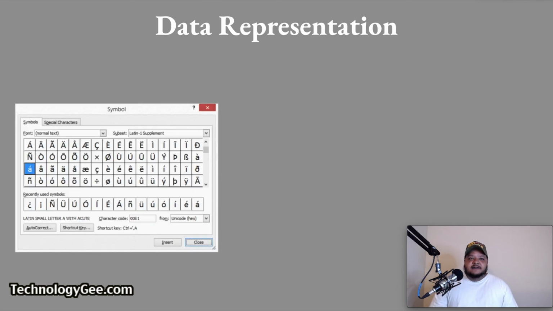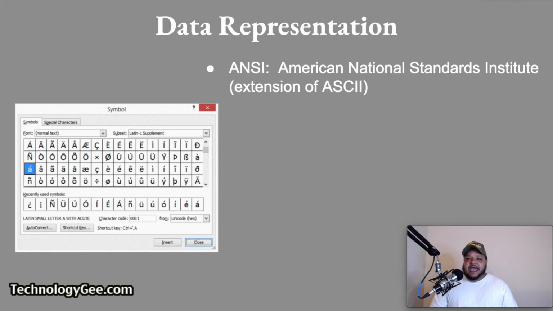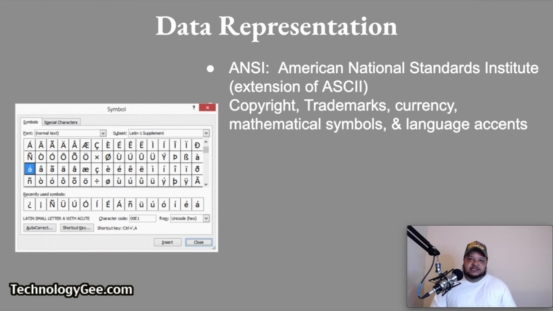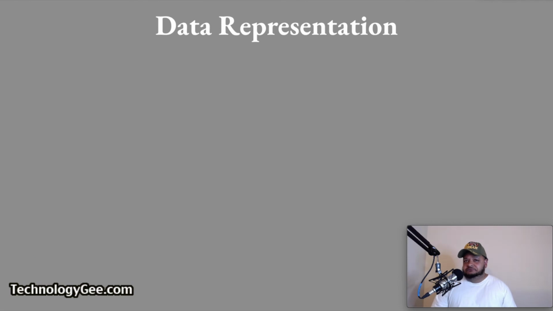We also have what is called ANSI, which stands for American National Standards Institute, and this is an extension of the ASCII standard. This extension allows us to display things like copyright symbols, trademark symbols, currency symbols, mathematical symbols, and language accents. So this is an extension of ASCII, and it also has 255 characters.